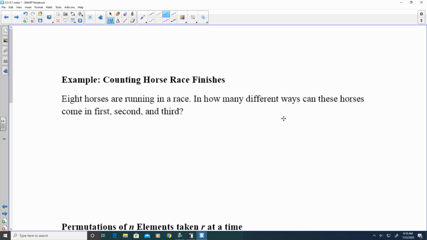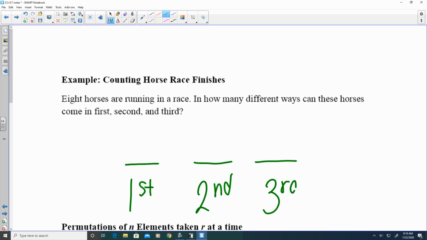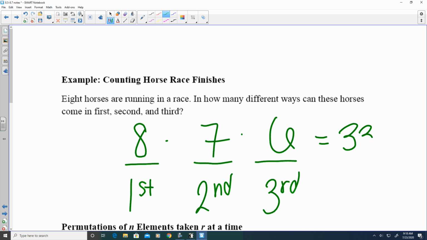But what if we're not ordering all the elements? What if we have 8 horses running in a race and we're just ordering the first 3? First place, second place, and third place. For first place, there are 8 horses that could win. If somebody's already winning, there are only 7 options for second place and 6 options for third place. So we multiply 8 times 7 times 6, which is 336 ways.